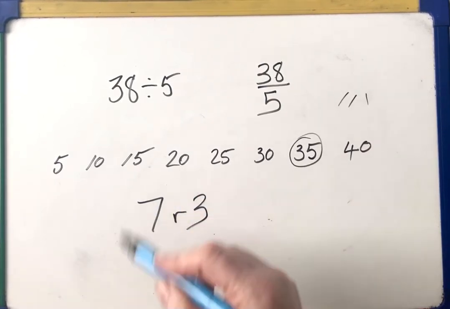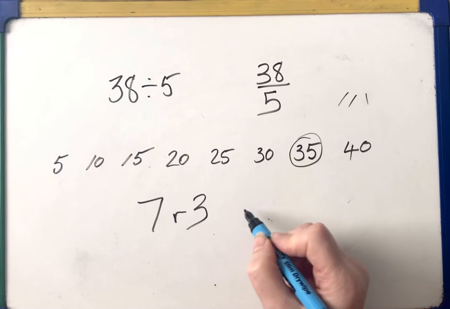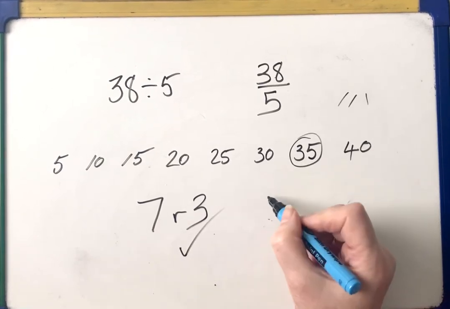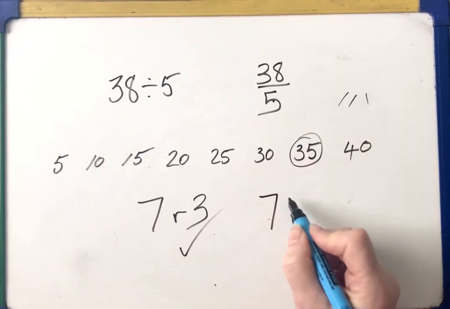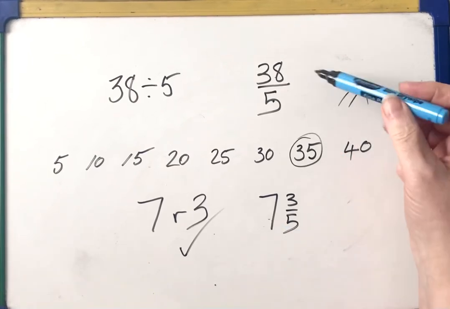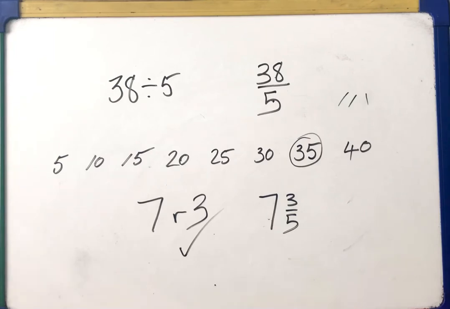Can't really leave it like that. It doesn't look as mathsy. It doesn't look like a proper mathematician. It's correct, but you really want to be writing it like this. 7 whole ones and 3 fifths left over. This is the same as changing an improper fraction to a mixed number. I'll put the link in the description.